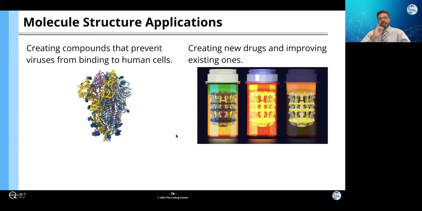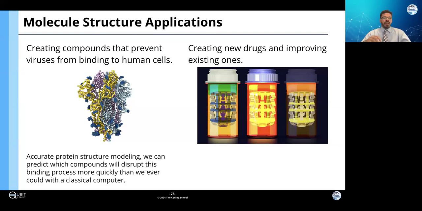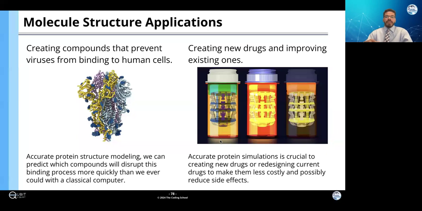So yeah, if we could simulate molecular structures, maybe we could create compounds that prevent viruses from binding to human cells. If we could accurately model protein structure, we can predict what compounds disrupt the binding process more quickly. And so instead of just parallel testing a whole bunch of random compounds in an experimental way, maybe we can be more thoughtful in the front end, and we can say, given the simulations we've run, we can test just a smaller subset. Creating new drugs and improving them.